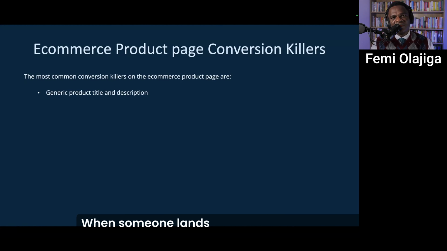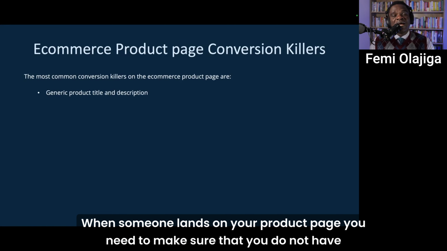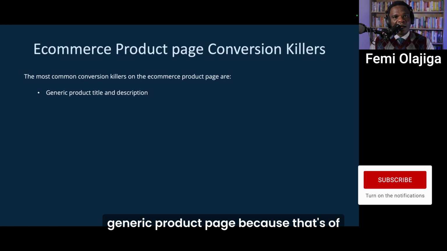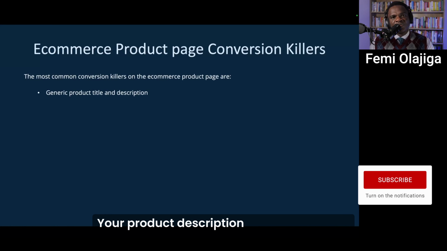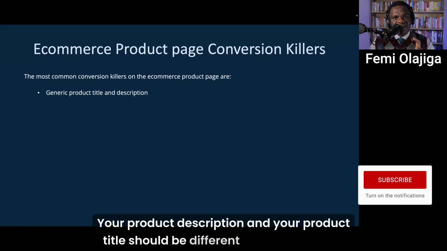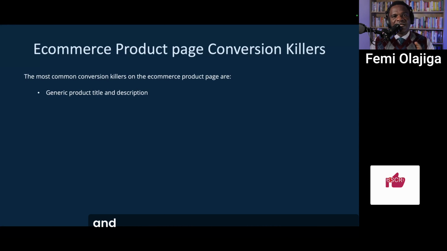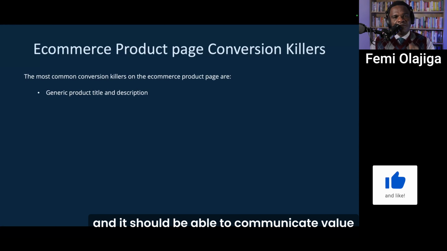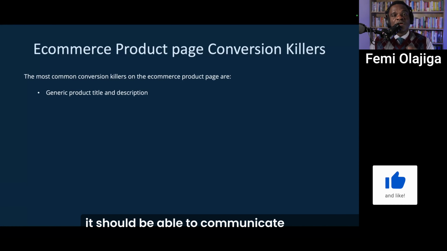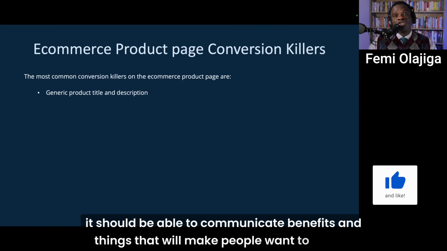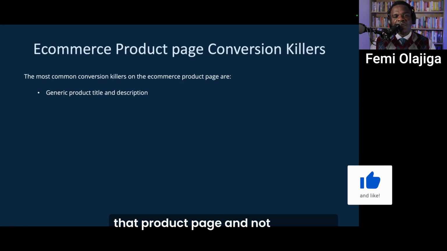If that product has a generic title and description, then there is no way for you to differentiate. When someone lands on your product page, you need to make sure that you do not have a generic product page, because that's a conversion killer. Your product description and your product title should be different from other websites, and should communicate a value proposition. It should communicate benefits and things that will make people want to buy on that product page and not just leave.